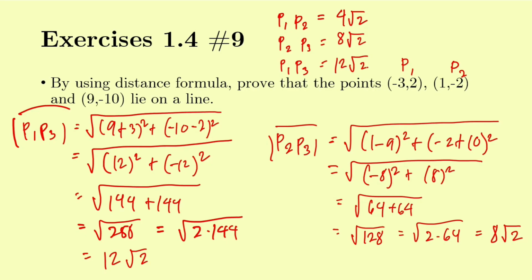Dito pa lang, we can see that the sum of P1, P2, and P2, P3 is P1, P3. Kasi 4 square root of 2 plus 8 square root of 2 is equal to 12 square root of 2.